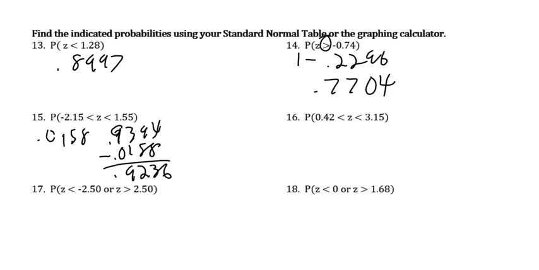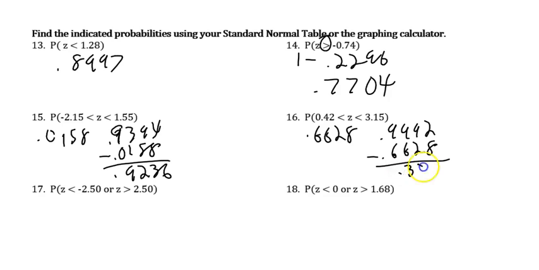Okay, here we're looking in between 0.42 and 3.15. 0.42 is 0.6628, and you practice looking these up on the table yourself. And 3.15 is 0.9992. Subtract those, and you get 0.3364.